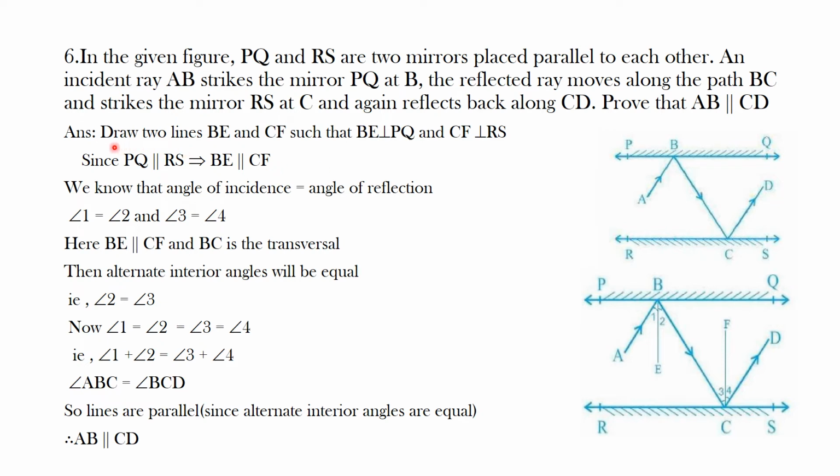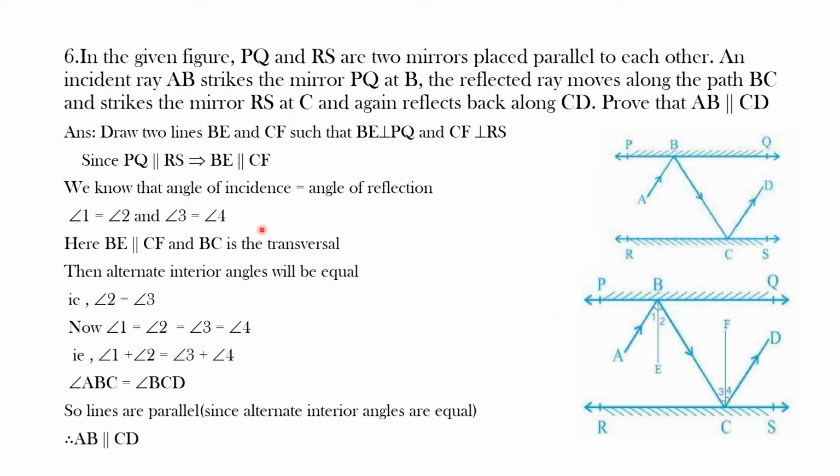Now, for finding the answer AB is parallel to CD, we need a construction. Draw two lines BE and CF such that BE is perpendicular to PQ and CF is perpendicular to RS. We can see the line BE is perpendicular to PQ and CF is perpendicular to RS. We know PQ is parallel to RS, therefore we can say BE will also be parallel to CF.